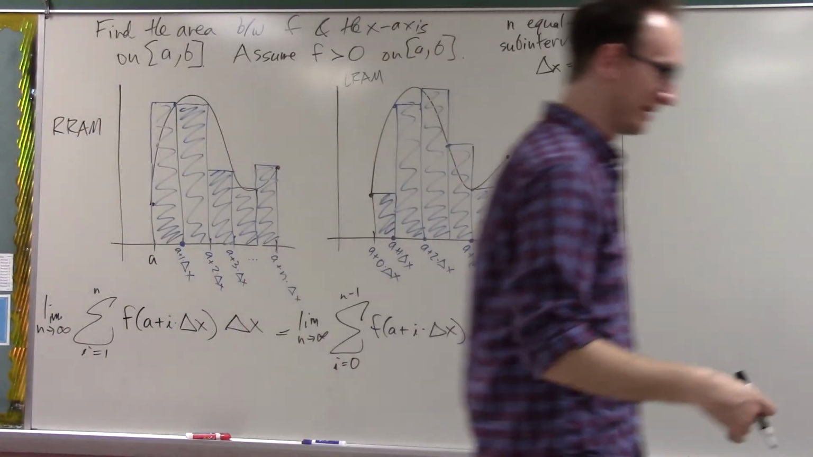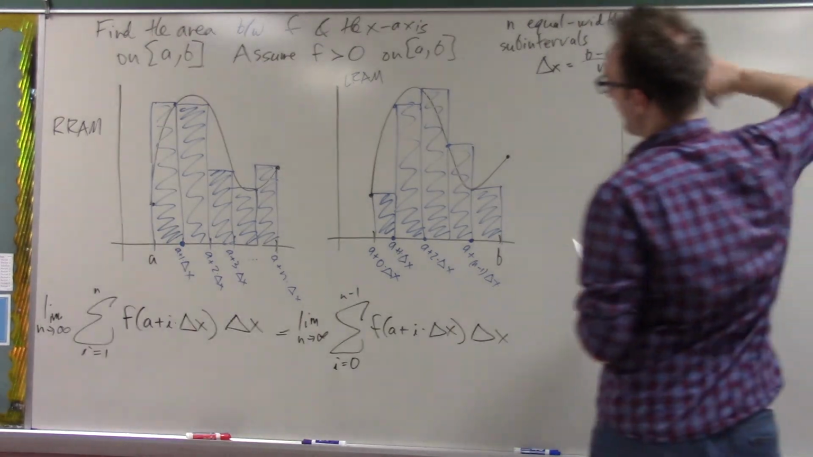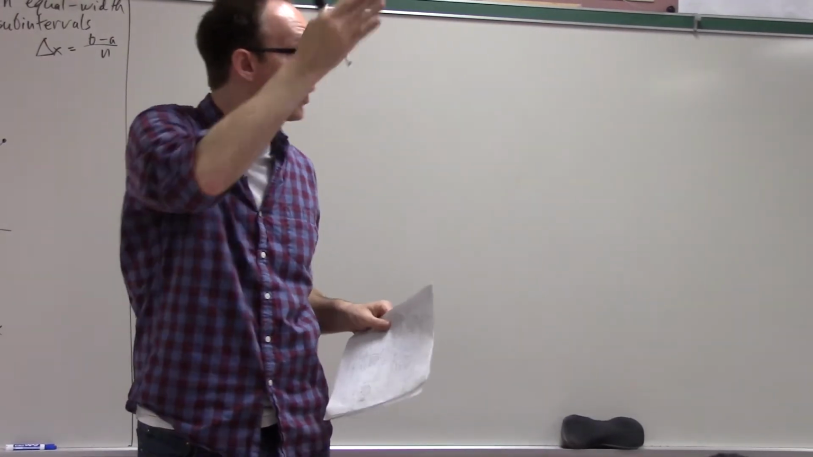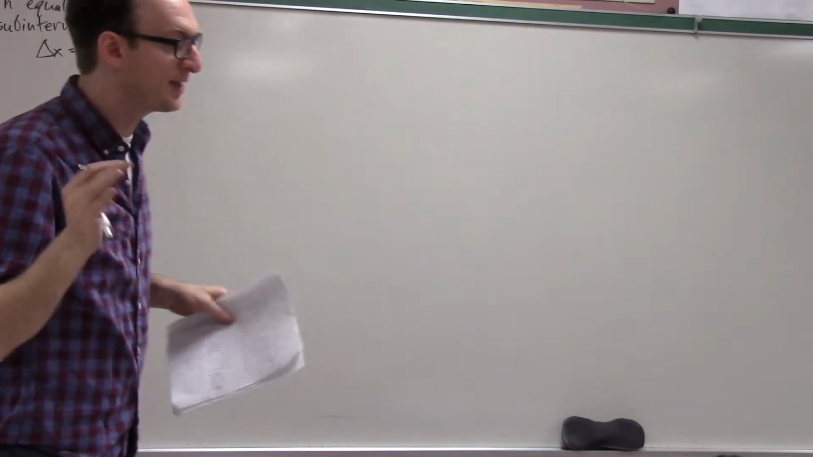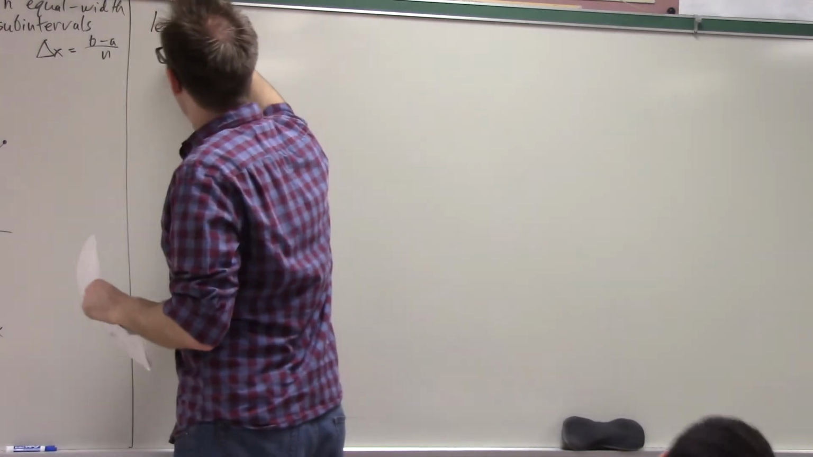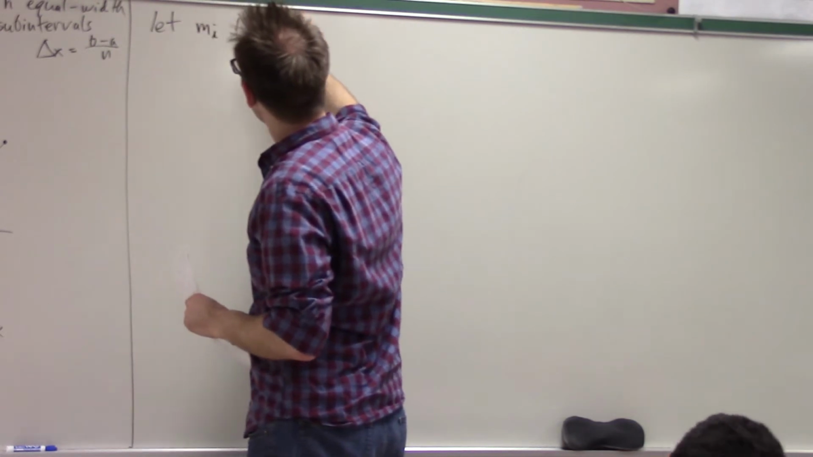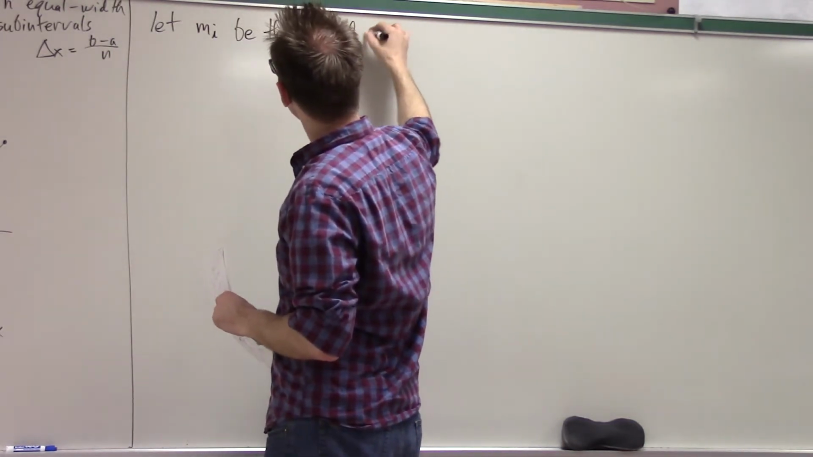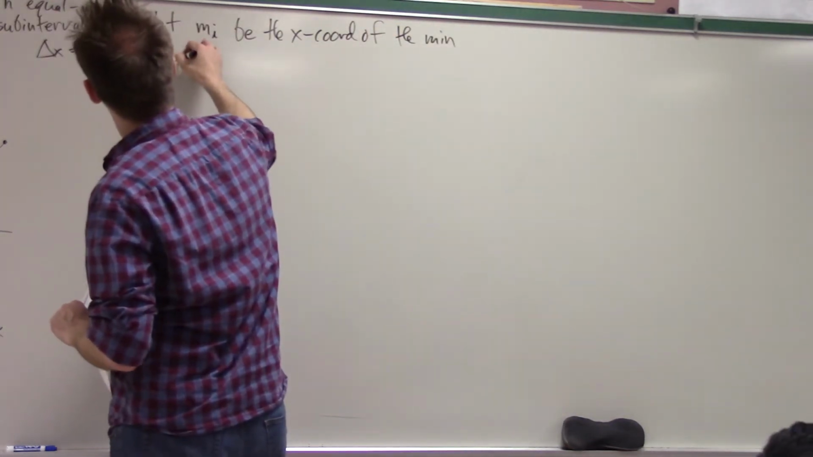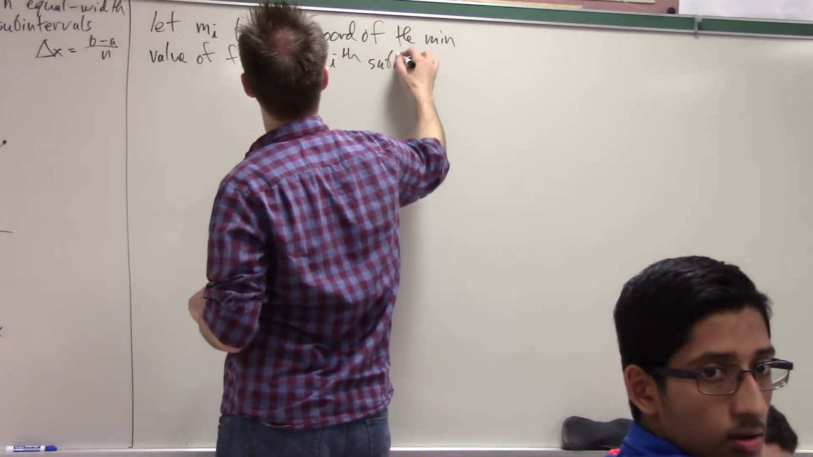Okay, and actually that is just a special case of a more general and even more abstract theorem, which says that, well, there's another kind of rule. So before that, I'll just introduce some notation. What I'm now going to do is look at each subinterval at a time. I'm going to go on a subinterval by subinterval basis, and look at that subinterval and ask, where's the function big and where's the function small? So let m sub i be the x-coordinate of the minimum value of f on the ith subinterval.